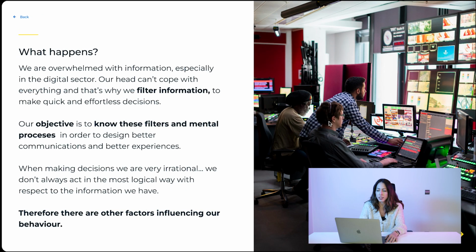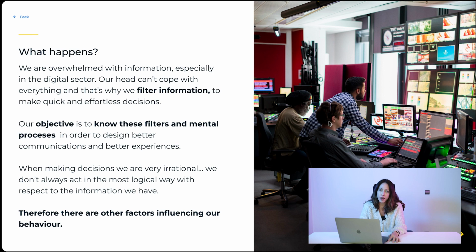And what's really happening? We're overwhelmed with information, especially in the digital sector. Our head can't cope with everything, and that's why our brain filters information to make quick and effortless decisions. Our objective as designers is to know these filters and mental processes in order to design better communications and better experiences. When making decisions, we're not always very rational. We don't always act in the most logical way with respect to the information that we normally have. If we were making decisions rationally, we would save more money, we would have fewer things in our house that we don't use, and we would probably be healthier as well.